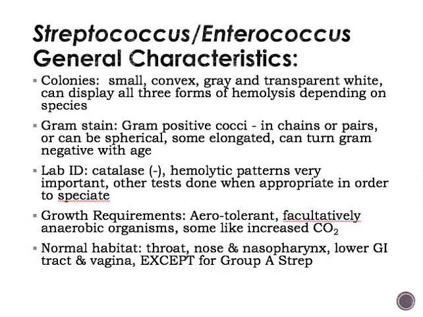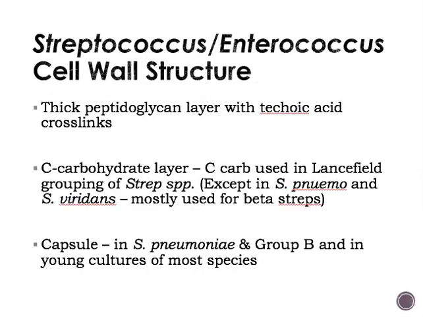Some growth requirements, so streps are aerotolerant, facultatively anaerobic organisms. So again, that means that they do not require oxygen for growth, but they will grow better in the presence of oxygen. Some species of strep also like an environment with increased CO2. Those organisms are referred to as capnophilic. Normal habitat for streps, so they are normal flora in the throat, nose, nasopharynx, lower GI tract, and vagina, except for group A strep. That is one of the strep species that will never be considered normal flora.